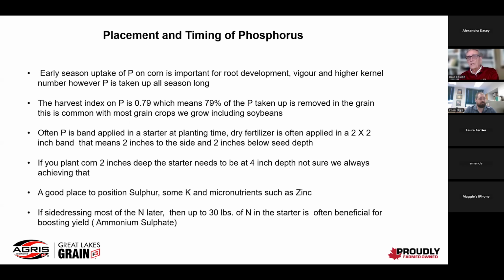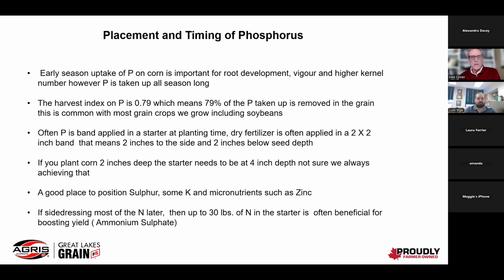Oftentimes a starter is also a good place to position sulfur in the spring. Sometimes a little bit of potassium helps. Certainly a great place to put micronutrients like zinc and maybe some boron. So there's lots of positioning of nutrients that are needed early in the season. This is one of the benefits to starter.